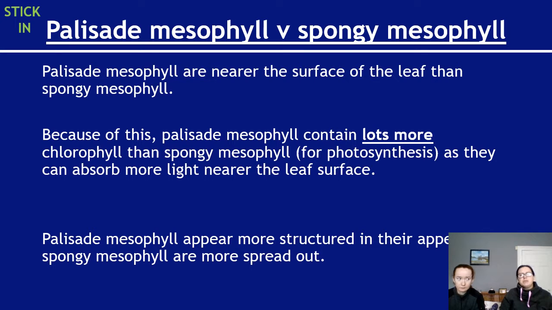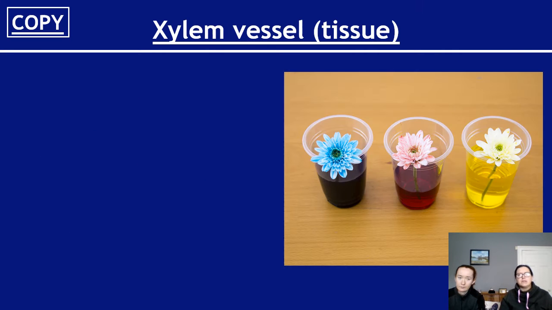Okay, the palisade mesophyll are also more closely bunched together. The idea is to catch as much light as possible. So the palisade mesophyll is the main site of photosynthesis within a leaf. Spongy mesophyll can still do some photosynthesis, but not as much as palisade mesophyll. Spongy mesophyll are spread out. They've got holes in them like a sponge, and the idea is those holes are for gases and evaporated water. We'll touch on that in a bit as we go through this.